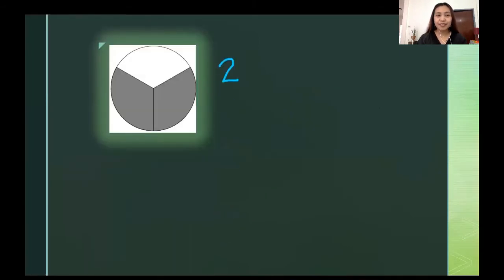Now, this is 3 parts, 2 shaded parts. Okay? So we have 2/3. It means we have 1, 2, 3 parts of the whole, but the shaded parts are only 2. So we have 2/3 as the fraction of this shaded part.